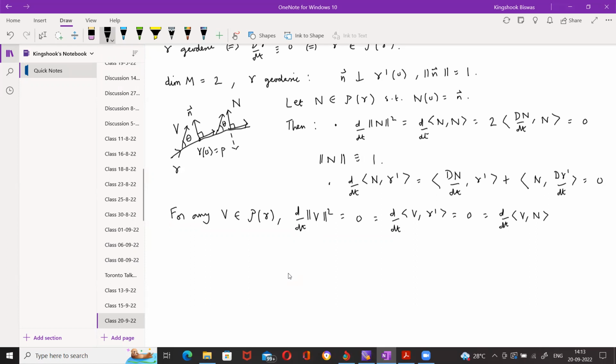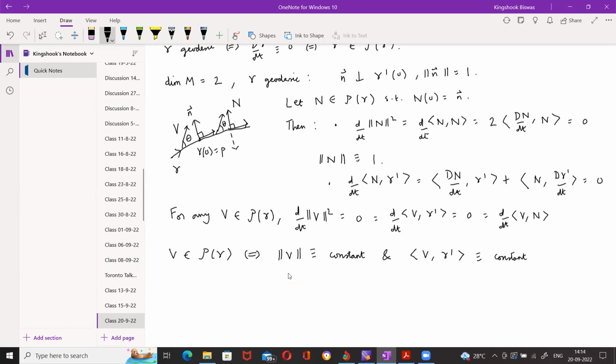So basically, V is parallel along gamma if and only if the norm of V is constant, and the inner product of V with gamma prime is constant. Okay, so one direction is clear. If V is parallel, then of course norm V is constant and the inner product of V with gamma prime is constant.